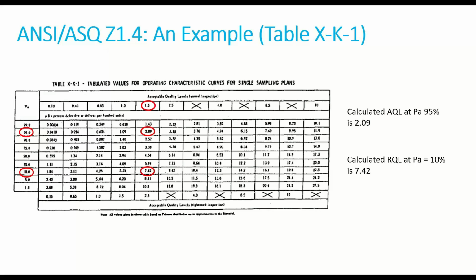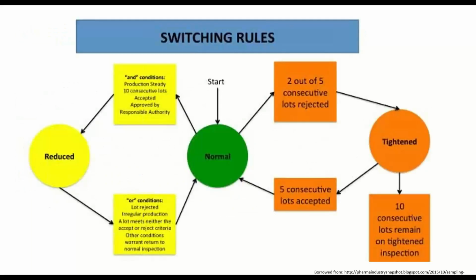And this is going to be over time. Okay, and then here's our 95% probability of acceptance. So we're going to have 2.09 as our calculated AQL at 95%. And if we go down here to the 10 for the consumer, RQL is going to be 7.42. Okay, and these are actually in percentage. So yeah, that's how you would do it that way. But I think Minitab's much easier. And then I also have a link in the references if you want to read the military standards yourself.